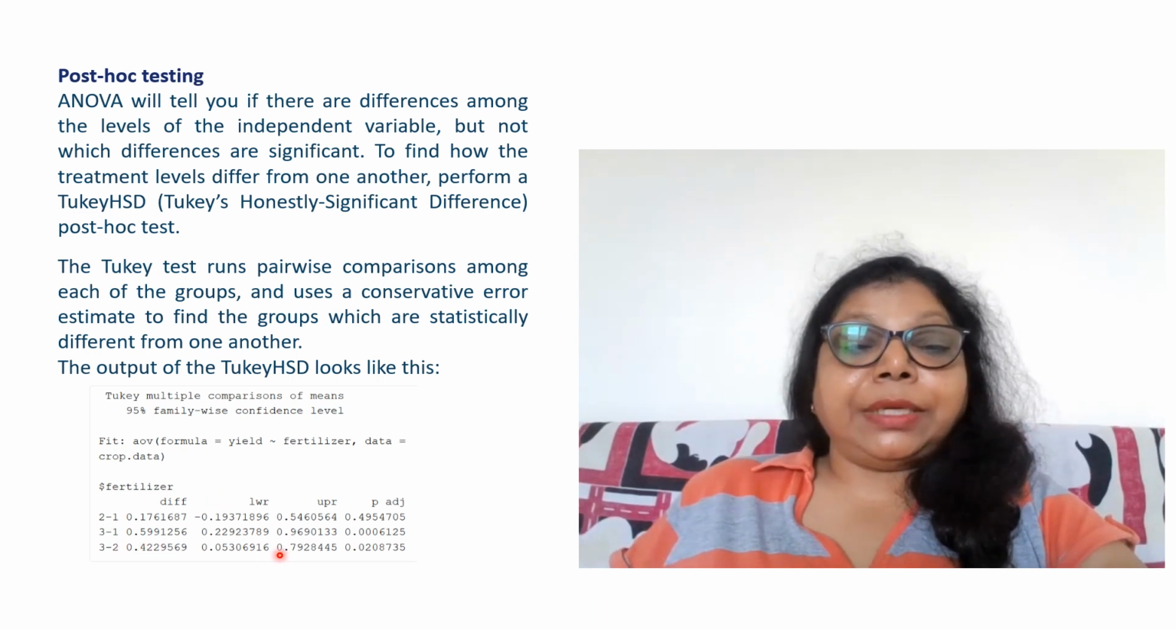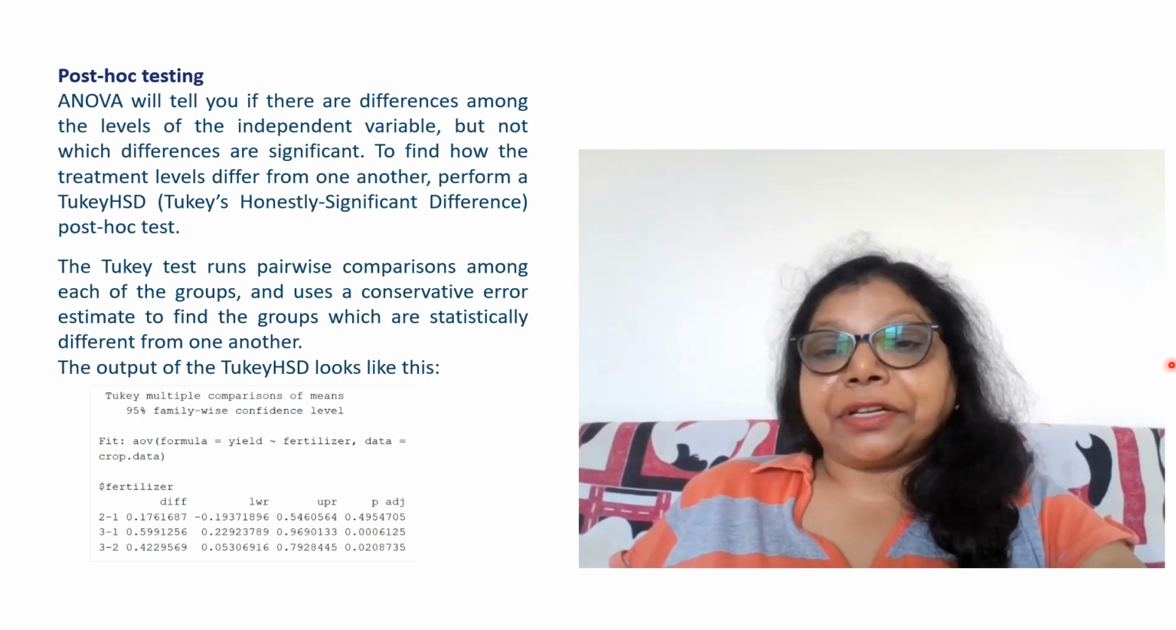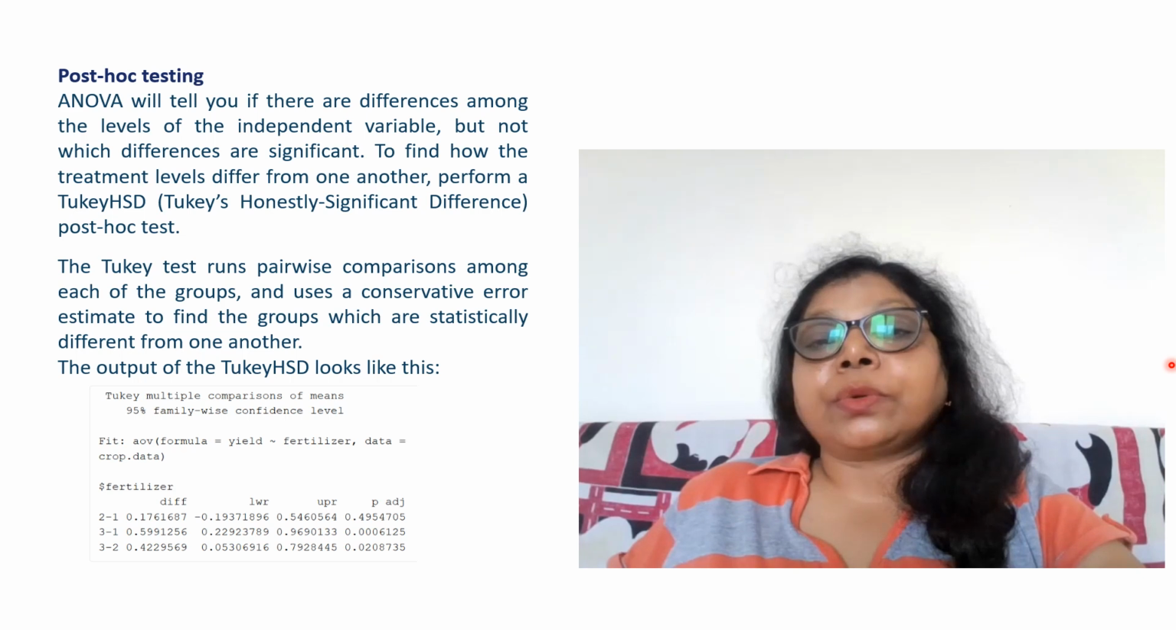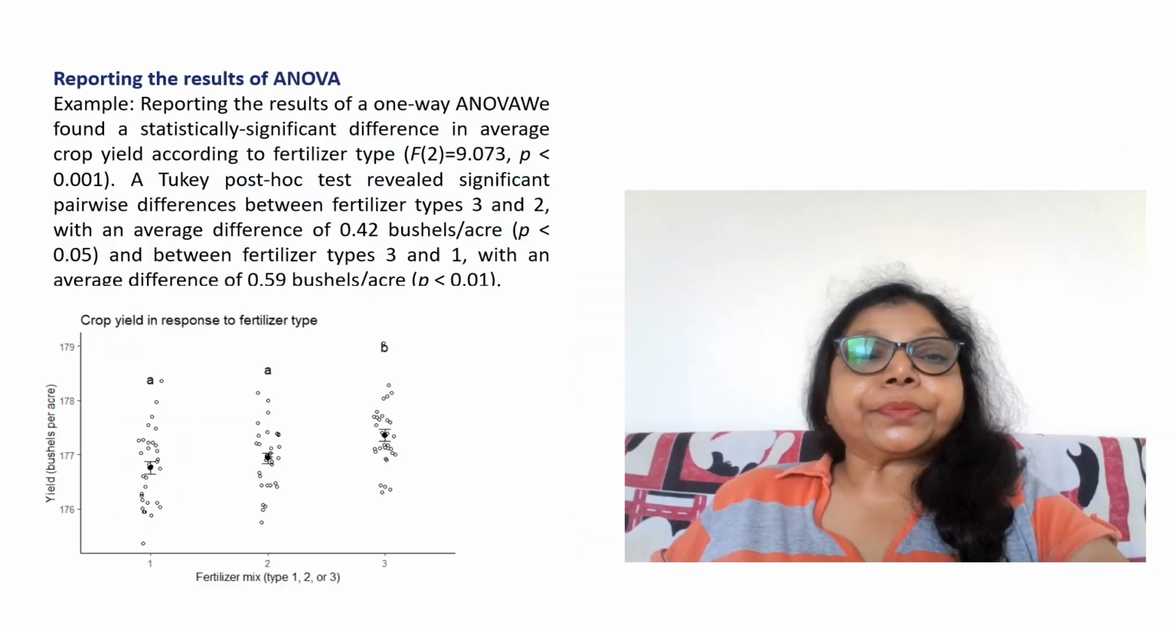It has a higher yield than both 2 and 1. But the difference between the mean yields of 2 and 1 is not statistically significant. So let's just see the Tukey HSD test. So 2 versus 1, the difference is 0.176, the lower bound is 0.193, the upper bound is 0.54, and the adjusted p value is 0.495. Okay, so likewise we have 3 versus 1 and 2 versus 3 also.